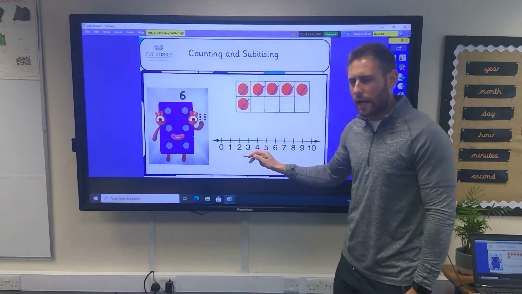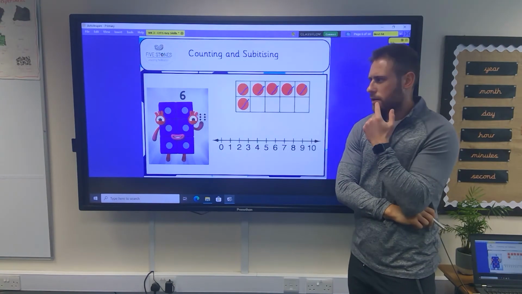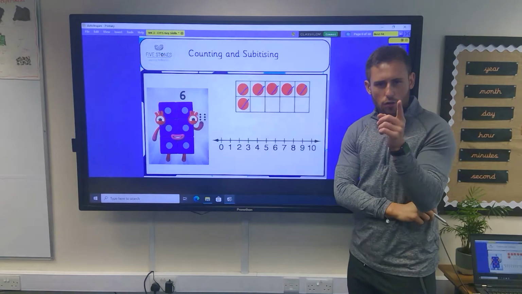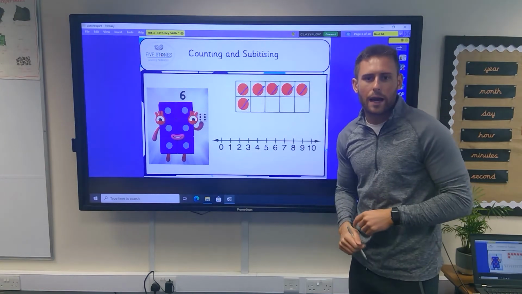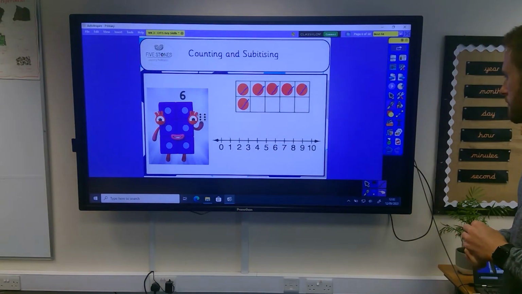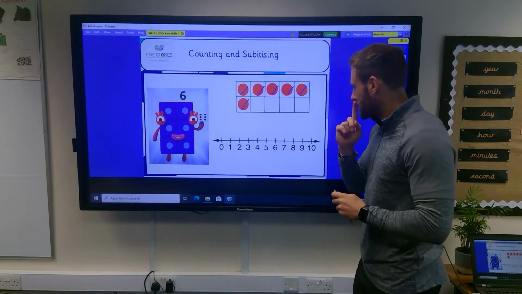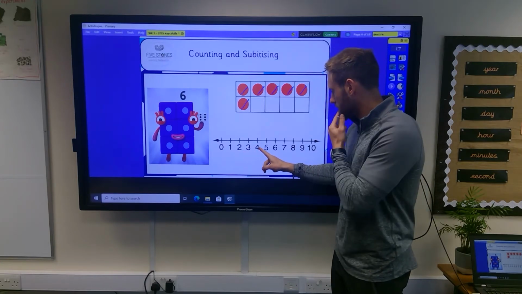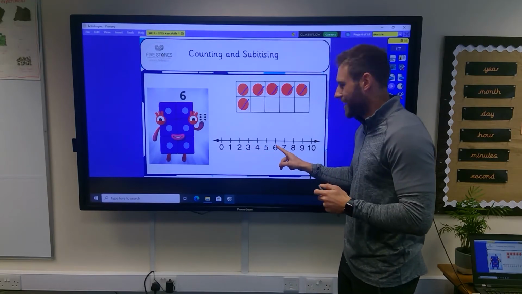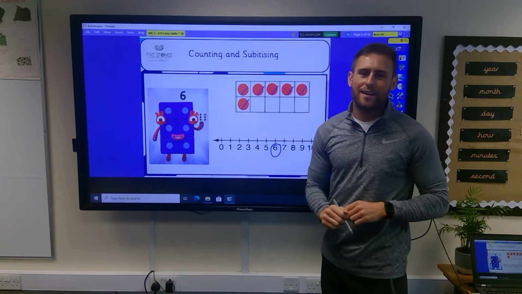But on my number line, I can't seem to find the number 6. Do you think you can help me out and spot the number 6 on my number line? Off you go. You spotted it? Right, number 6. Yeah, thank you very much for your help. That is the number 6 there.